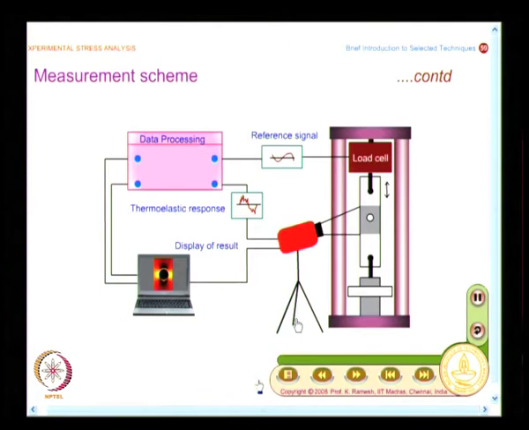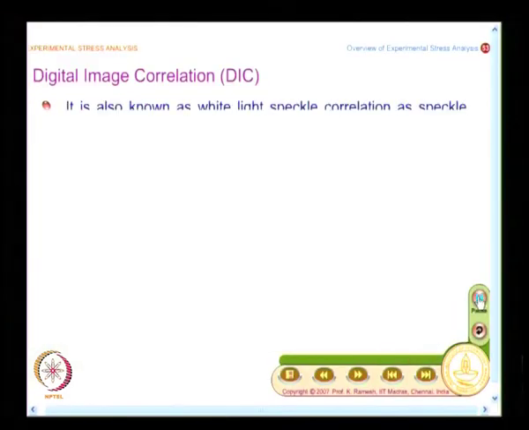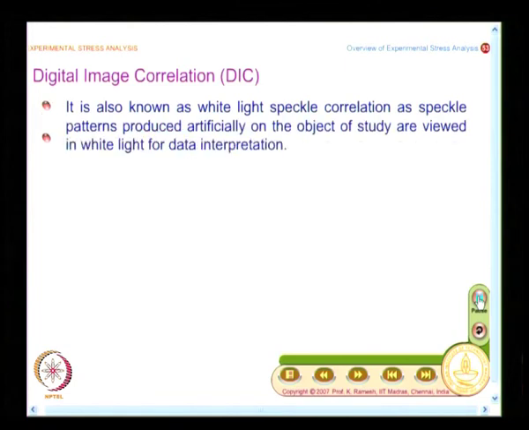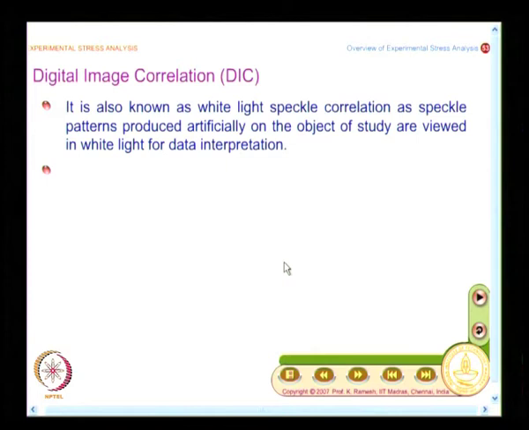And the next technique that we will look at is one of the very new and emerging techniques called digital image correlation. You know, the name itself is very interesting, it is image correlation. We have seen in the previous methodology, there was also some other type of correlation taking place between the reference signal and your thermoelastic response, and this uses speckles, and these are called white light speckle.